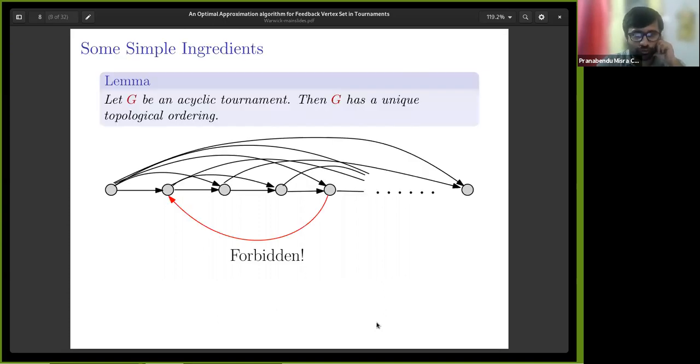Let's start with some simple ingredients that are required for our algorithm. The first is the observation that if you have an acyclic tournament, then this tournament has a unique topological ordering. By a topological ordering, I mean that you can put down the vertices from left to right so that every arc of your digraph is directed from left to right. You don't have an arc that goes from right to left. The proof of this is basically a greedy algorithm, right? It's a tournament, so you can prove that there is a vertex which has no incoming arcs. That becomes the leftmost vertex of your topological ordering, and then you recursively solve the remaining.